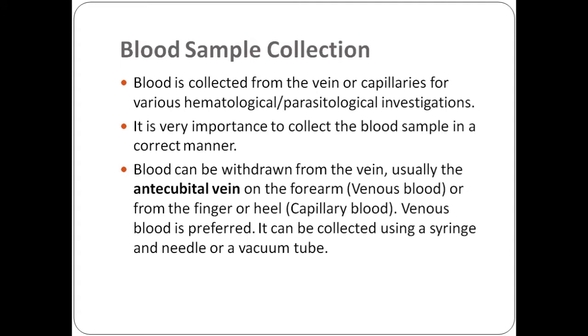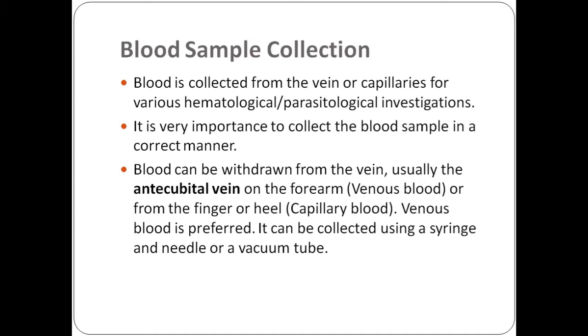For example, when we collect blood from the capillaries by finger prick or heel prick method, in that case there may be chances of presence of tissue fluid. So that may give you a false result. The blood which is collected from the vein is known as venous blood. It is generally taken from the antecubital vein. We will discuss the antecubital vein in the next slide.